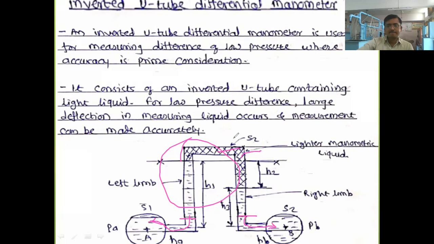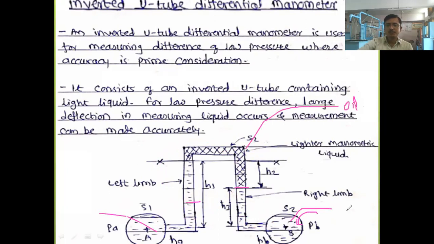Less specific gravity than the liquid. Correct. We have to use such kind of liquid whose specific gravity is less than that of the liquid flowing through the pipe. For example, if water is flowing through the pipes here, right? So we should prefer to use liquids such as oils, which have specific gravity less than water.